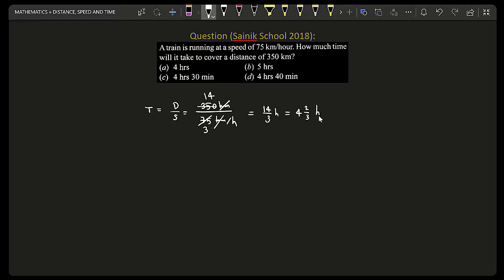That means the remaining fractional part we need to convert into minutes, right? Yes, sir. 4 2 by 3. Can I write 4 hours and 2 by 3 hours separately? Yes, sir. 4 hours as it is, and 2 by 3 hours. How to convert hours into minutes? 1 hour is equal to how many minutes? 60 minutes. Multiply by 60 and it will be converted into minutes, right?